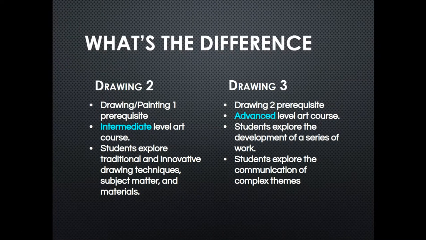So what's the difference between Drawing 2 and Drawing 3? Well, first of all, the prerequisite for Drawing 2 is Drawing and Painting 1. And the prerequisite for Drawing 3 is Drawing 2. So that makes Drawing 2 an intermediate level art course, whereas Drawing 3 is an advanced level art course.